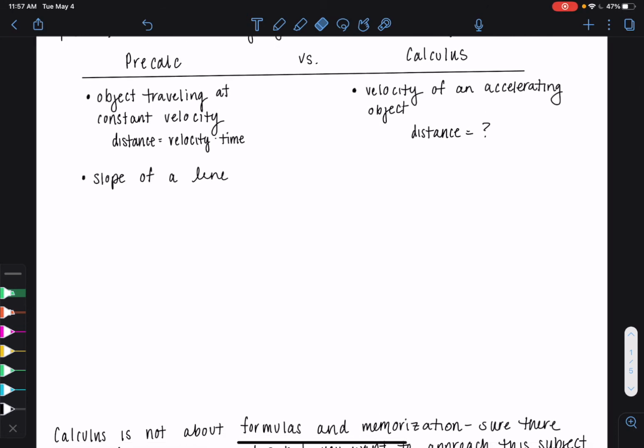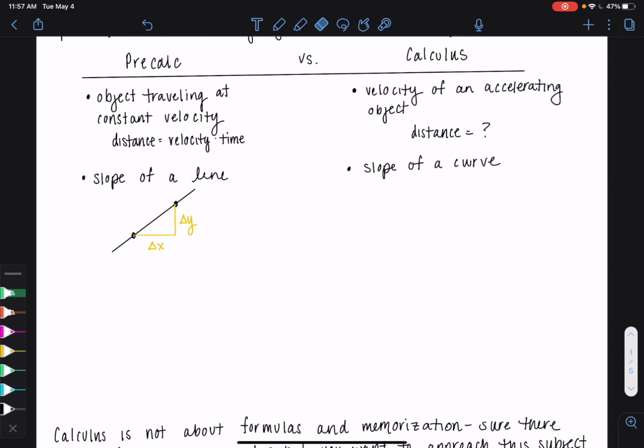Now, what about the slope of a line? We dealt with that before. If I have 2 points on this line, I need to know what that change in x is, which I'll call delta x, and I need to know that change in y. So my slope would then be my change in y over my change in x.